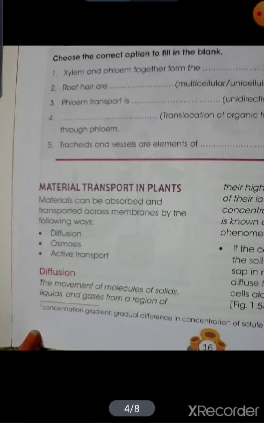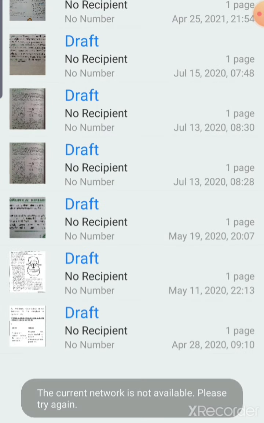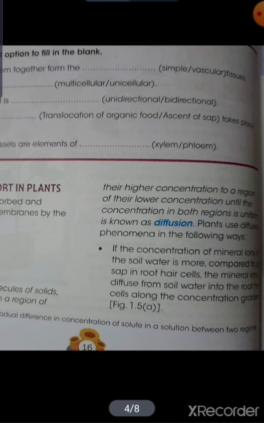It is the movement of molecules of solid, liquid and gaseous substances from a region of higher concentration to a region of lower concentration, until the concentration in both regions becomes uniform or equal. So this process is diffusion.